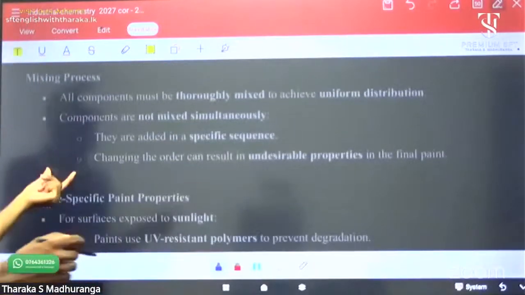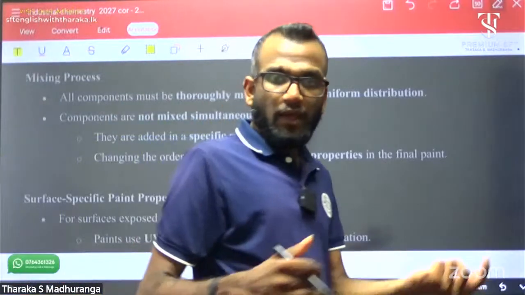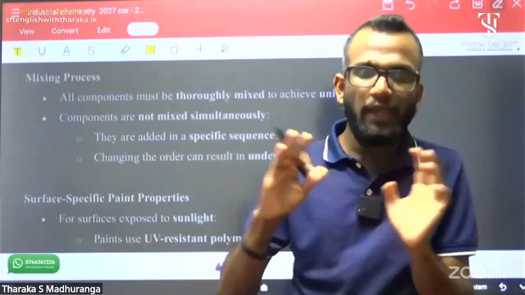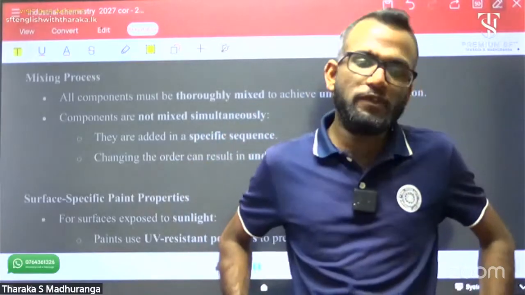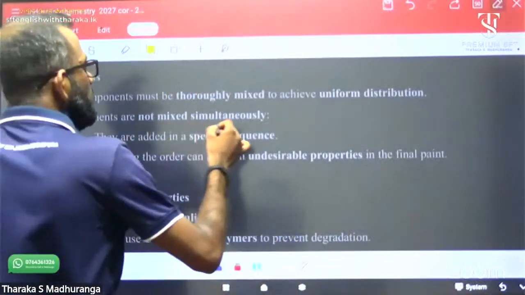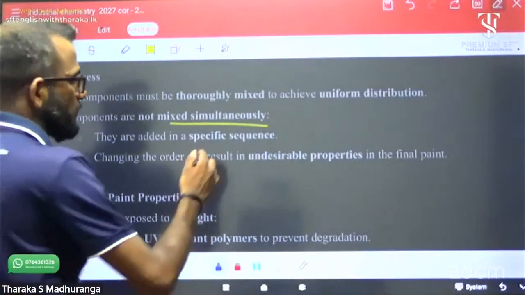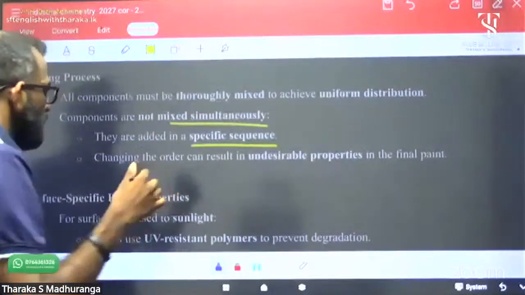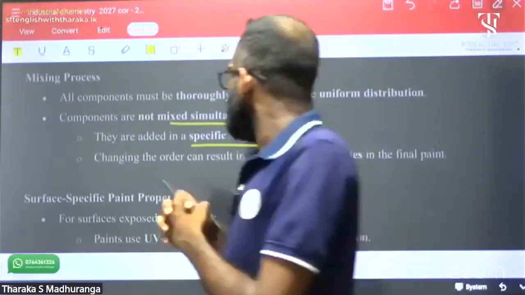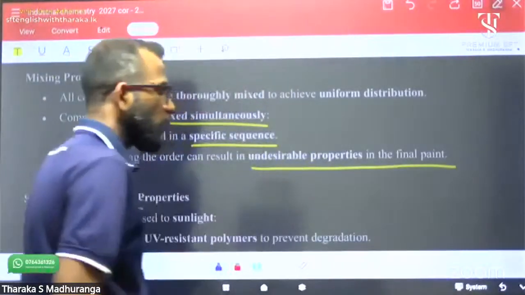Okay, this is the mixing process. As I mentioned earlier, the uniform distribution of all particles is the main purpose of this mixing. Mixing components are not mixed simultaneously, they are added in specific sequences. Yes, those sequences can be changed according to the paint type, right? Changing the order can result in undesirable properties in the final paint product.